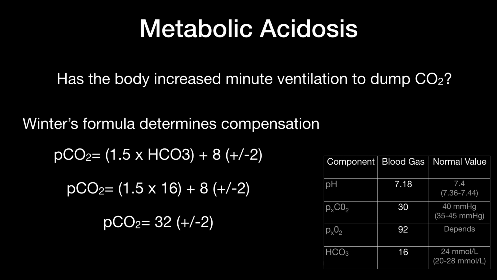So given that this is a metabolic acidosis, you can use the Winters formula to predict the CO2. And if it falls within that range, you can say that there is true respiratory compensation. Here, again, the bicarb is 16 and our CO2 is 30. Our predicted CO2 is 32. Since it falls within range, there is a metabolic acidosis with respiratory compensation.